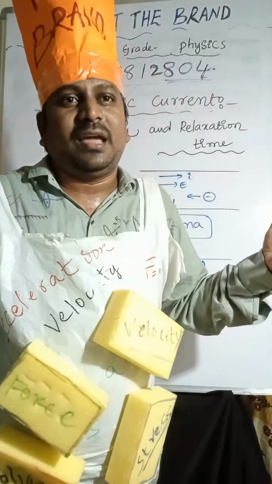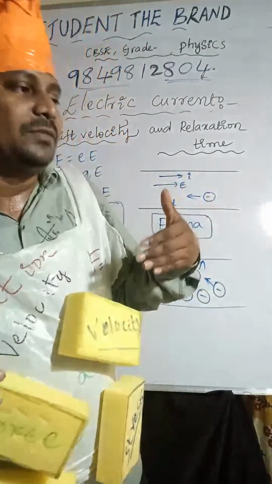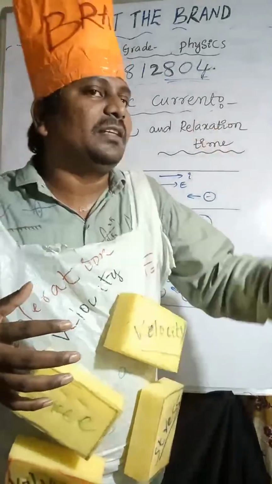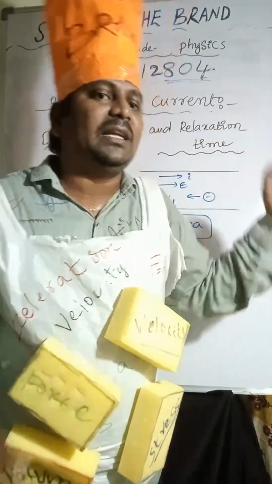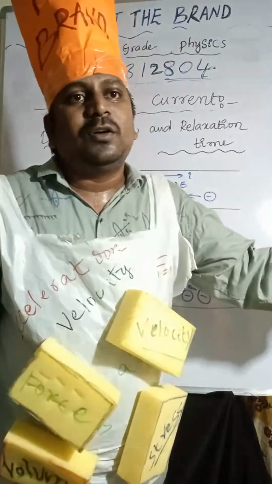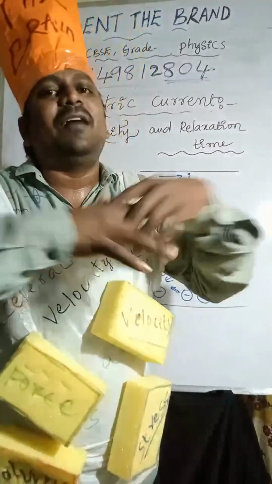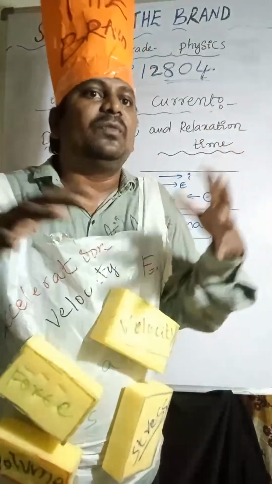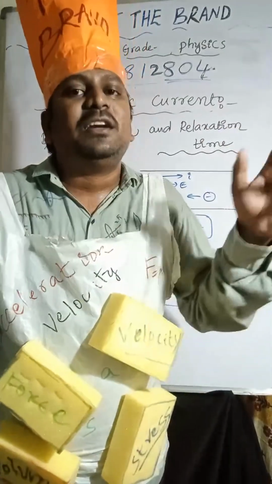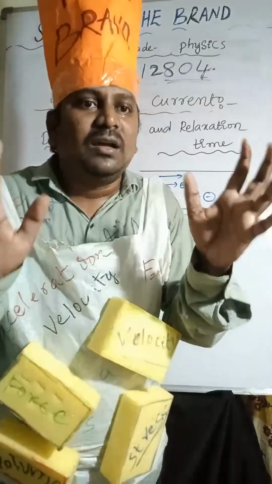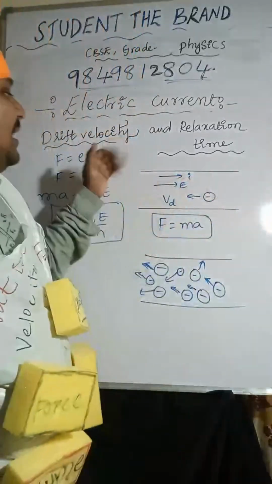Average we have to take. One electron is moving with a certain velocity, after collision another is moving with a different velocity, after that one more collision, and like that the velocity keeps changing. So the average velocity of an electron moving in the conductor is called drift velocity.